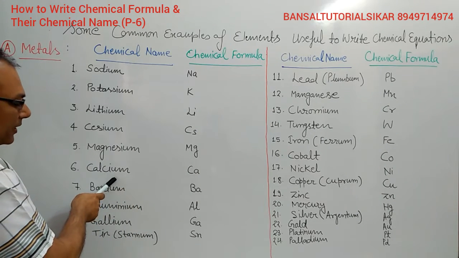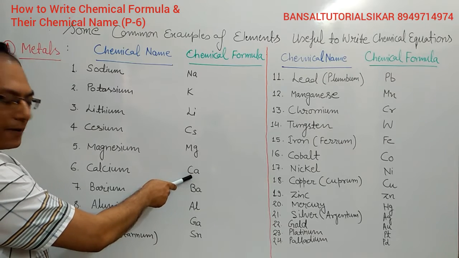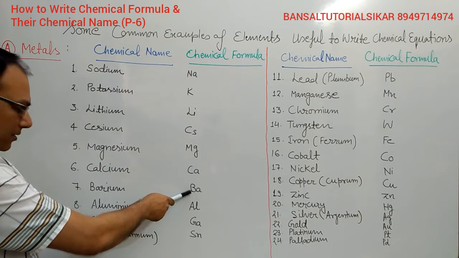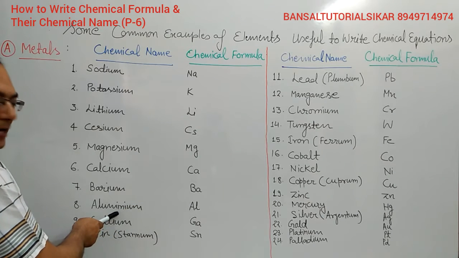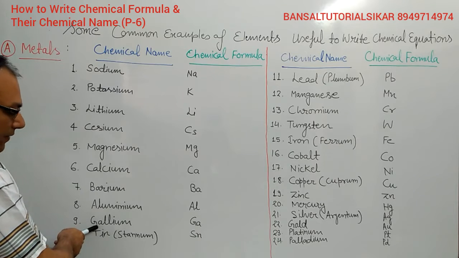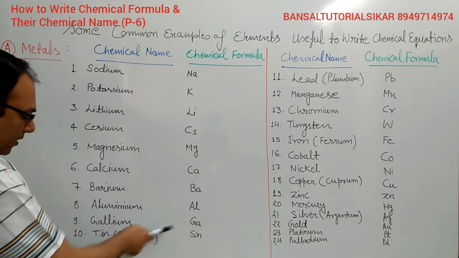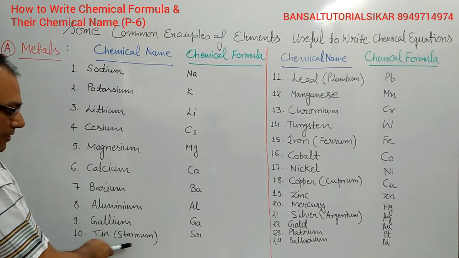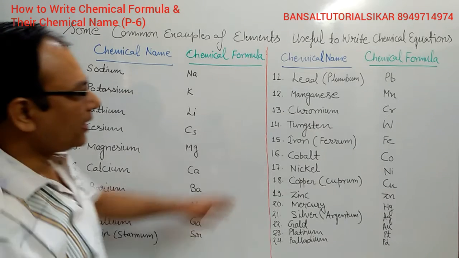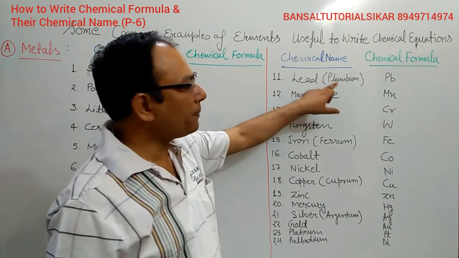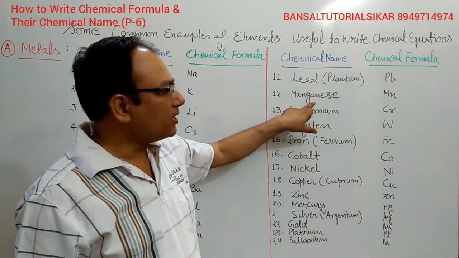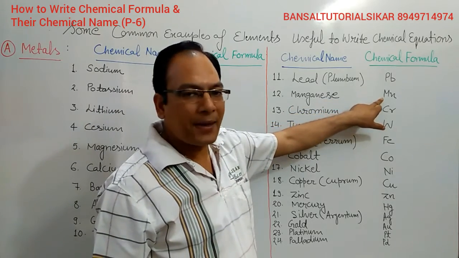If calcium is written, then you will write down Ca. If barium is given, then you will understand that is Ba. If aluminium is written, then you will understand this is Al. If gallium is given, then you will write down Ga. If tin is given or stannum is there, then you will write down Sn. If lead is given or plumbum is there, then you will write down Pb. If manganese is given, then you will understand that is Mn.